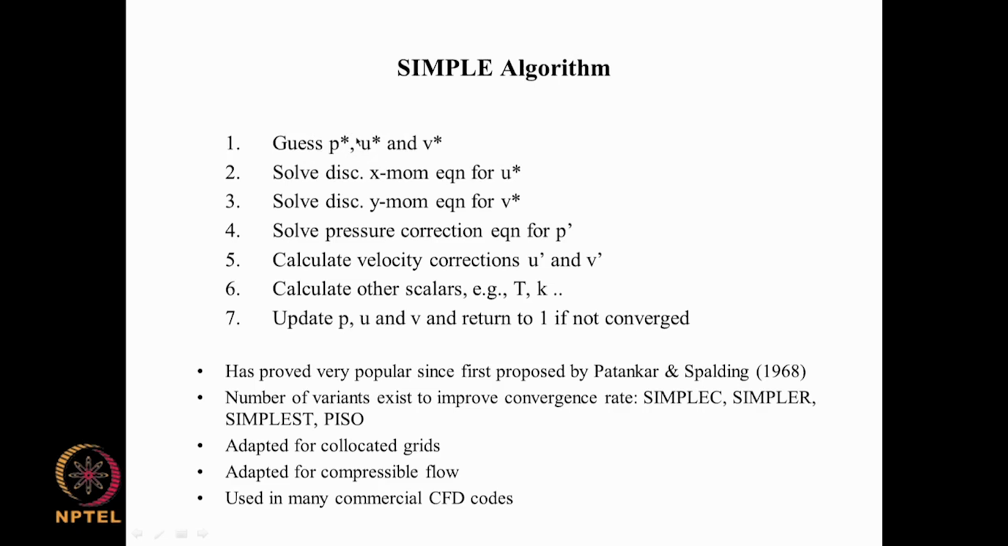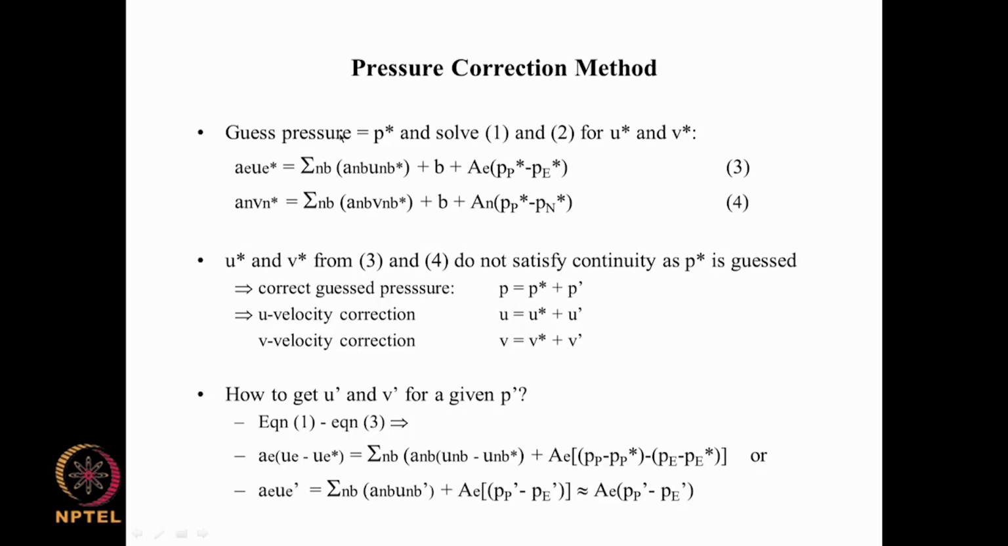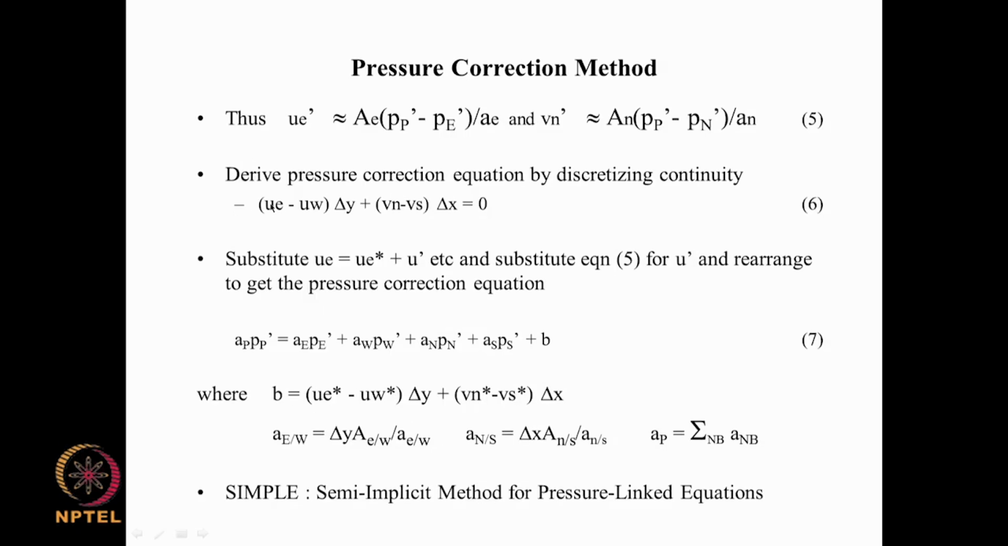So now we have p star and u star and v star at the corresponding locations where they are to be determined, and using p star and using this discretized form of the x momentum equation, we solve for the u velocity component, and using the same p star we also solve the discretized y momentum equation to get v star.